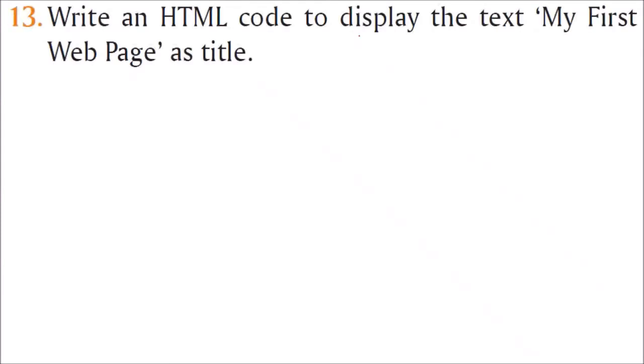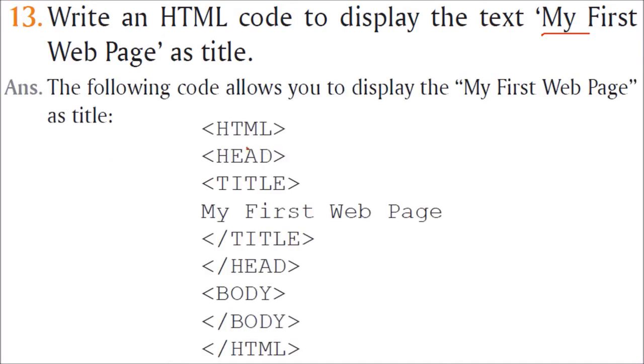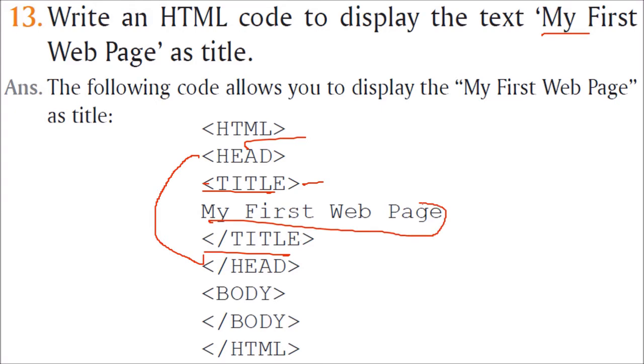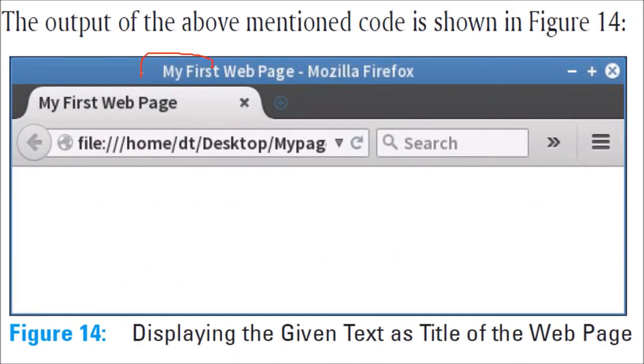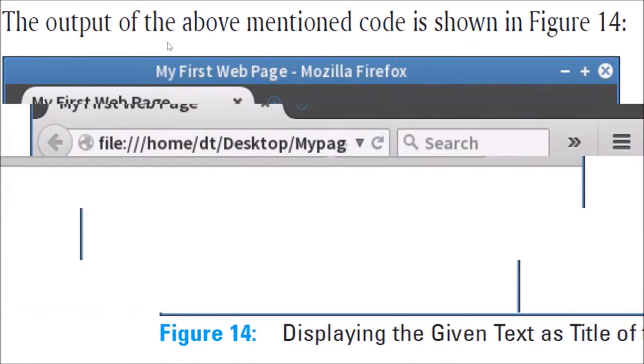Write an HTML code to display the text "this" as title. Now you have to use the title tag, so that is inside your head tag. So you have to start with HTML, inside head you have a title. Inside this title tag, in between this container tag, you just have to write this. This will be shown as a title. We have written nothing here, but the title is what we have written, so it will be shown here.